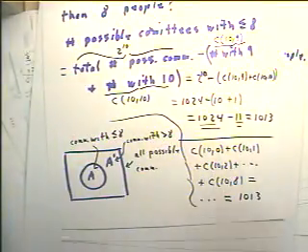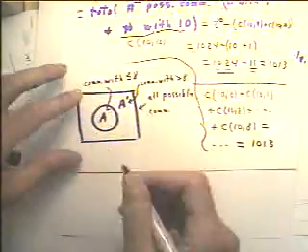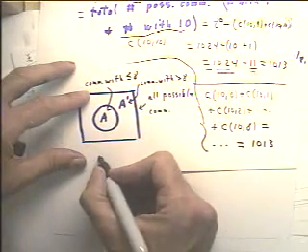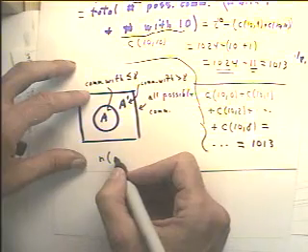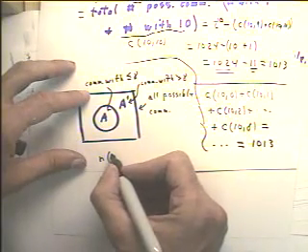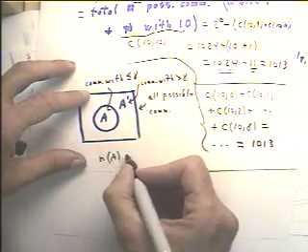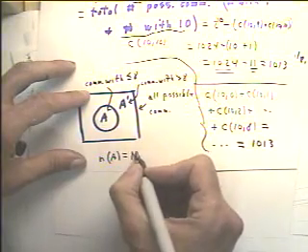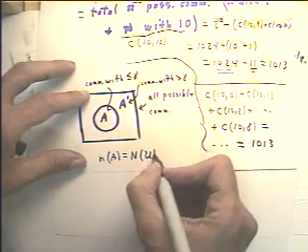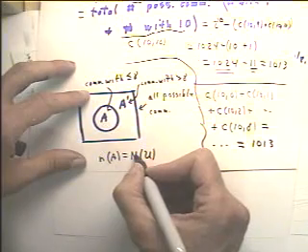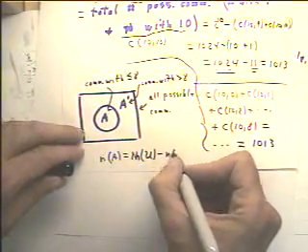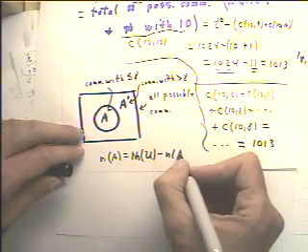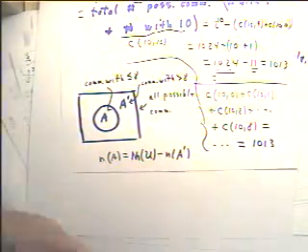So we've illustrated here the principle that the number in some set A is the number in what we'll call the universal set, and that should have been a lowercase n, minus the number in A prime, the complement set.